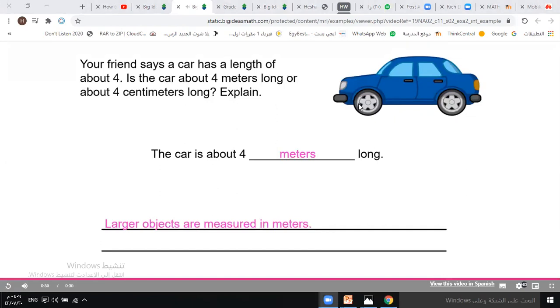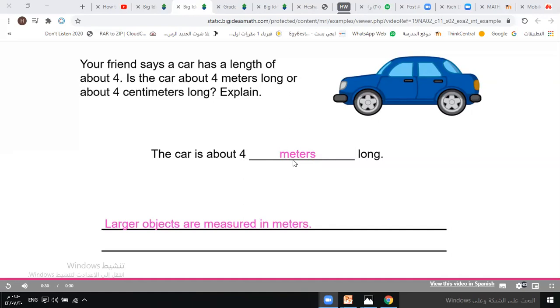As you see here, grade 2, the large objects are measured by meters, but the small objects are measured by centimeters. So this car is actually 4 meters. It can't be 4 centimeters. Okay, 4 centimeters is very short. So it's 4 meters. It's 4 times as long as the meter stick. Remember the meter stick. What's 4 meters? It's 4 times as long as the meter stick.